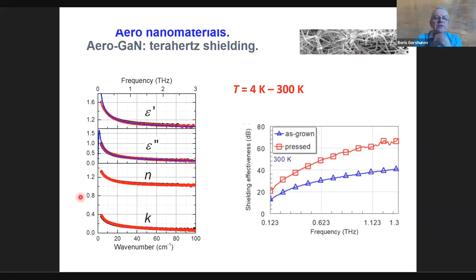So this is a regular result of our measurements. We measure the spectra of dielectric permittivity and any other electrodynamic parameter. What we found first on the gallium nitride aero material is that in the very broad temperature interval from helium up to room temperature, the spectra are not changing with the temperature. That's really amazing. So having this spectra, one can calculate the shielding effectiveness of those materials. It's rather high at terahertz frequencies. And since it is not depending on the temperature, for example, it can be used for some aerospace applications where it's really cold.